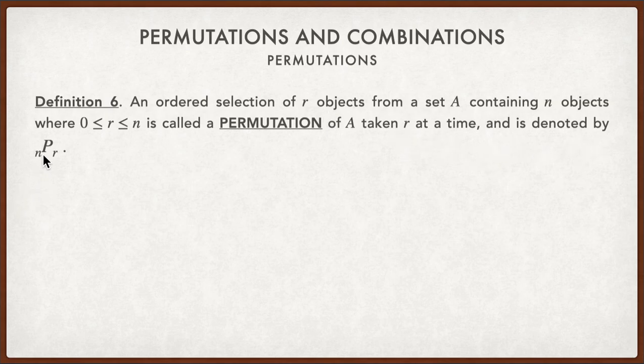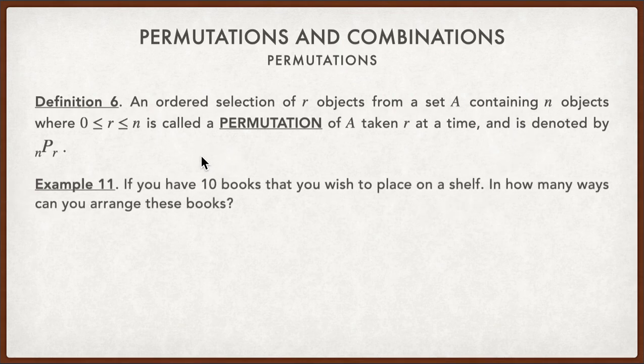This is denoted by nPr. There are other ways of writing this nPr, and we're going to show that in the last part of the video, but we're going to make use of this notation because this is what our book is telling us to use. A permutation, in other words, can be synonymous to the word arrangement. So how many arrangements in the set A can be taken r at a time, given the total number of objects in A to be n?